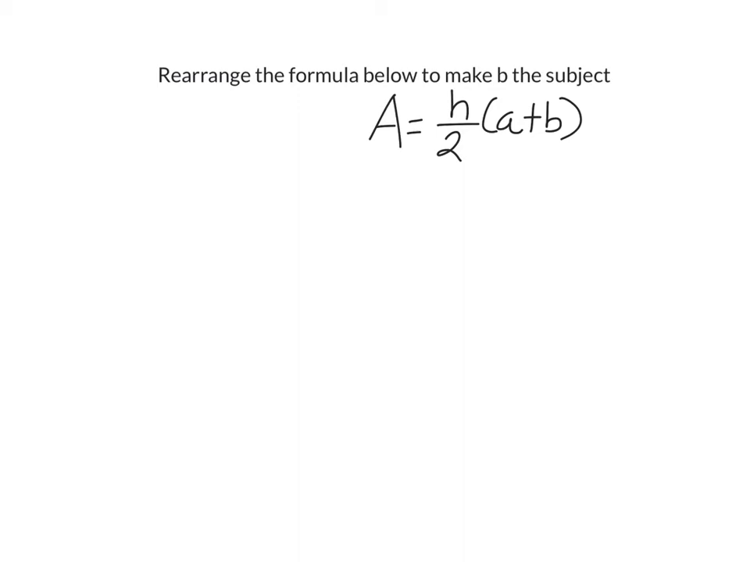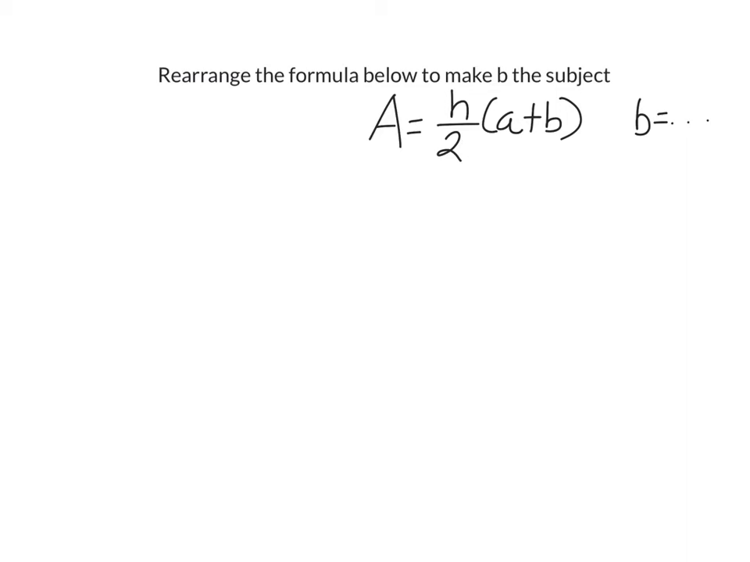Instead, what we're going to do is rearrange this equation so b is the subject. What that means is we get an equation that's b equals something. So we're going to follow the same process as for solving an equation. We're going to undo everything that's been done to b. So the first thing that was done to b is I added a, then I multiplied by this. So I'm going to get rid of this first.